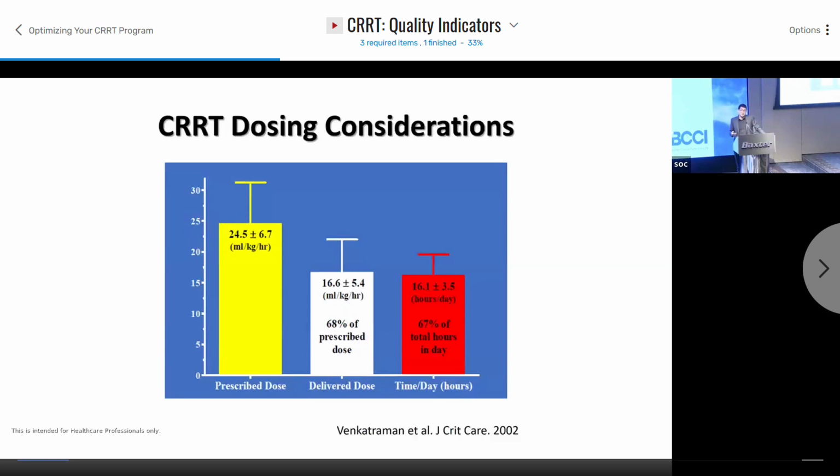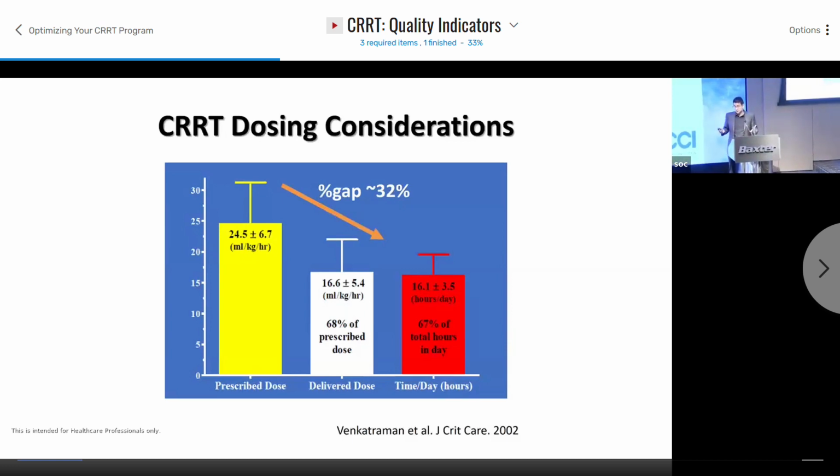Now, before these trials were done, there were some studies to evaluate, from what we are prescribing, if it's around 25 ml/kg per hour, how much is effectively being delivered to the patient. And you can see there was a big gap. The delivered dose from the prescription of 25 was only 16.6 ml/kg per hour. And this translated that the patients were not 24 hours on treatment, only 16 hours on treatment. So this gap, that is about 32%, was not considered acceptable.